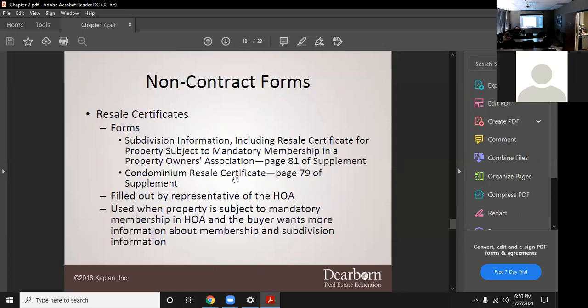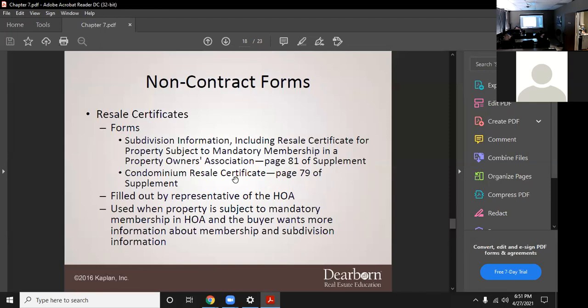All right, resale certificates. There are two promulgated resale certificates. That is very key. The subdivision information, including resale certificate for property subject to mandatory membership in a property owners association. That's a mouthful. And the condominium resale certificate. Those are the only two resale certificates that are promulgated by TREC.